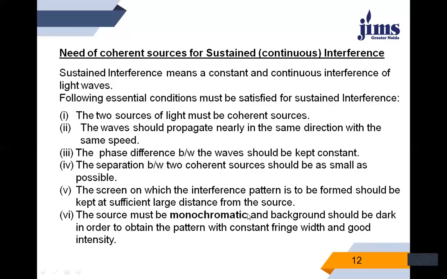What do you mean by monochromatic? A monochromatic source means it emits light waves of the same frequency or same wavelength. Such a source is called a monochromatic source, right? So the source must be monochromatic and the background should be dark in order to obtain the pattern with constant fringe width and good intensity.